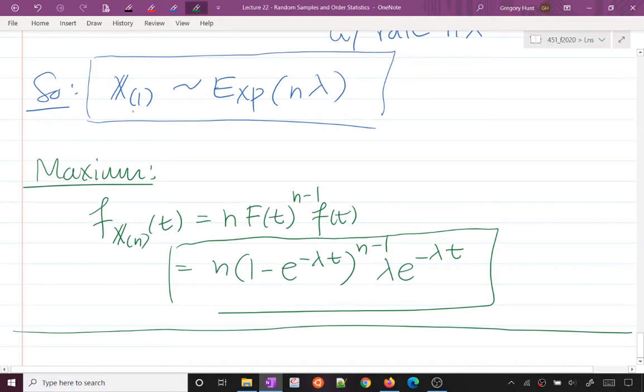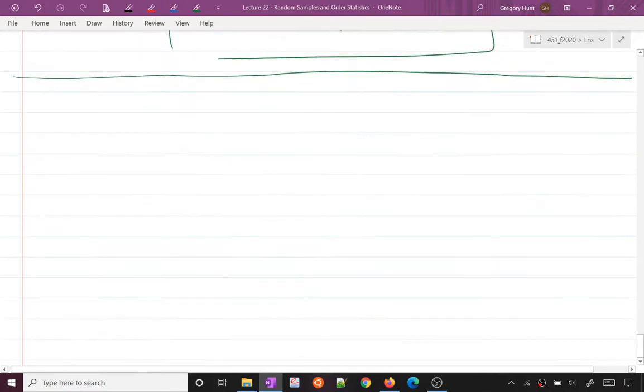Very easy. I know what I can say about the minimum, for example. I could say that the expected value of my minimum, if I take a random sample of exponentials and then get the minimum, I expect to get a value of n times lambda as my minimum. And you could make similar statements. I don't know what the expected value of this distribution is off the top of my head, but you could do it. So that's the minimum and the maximum. Those are the easy cases. What we want to talk about is now more general order statistics.